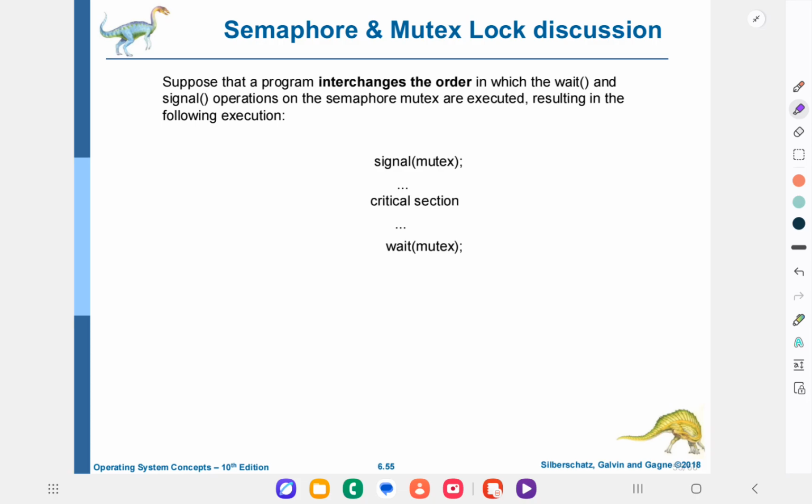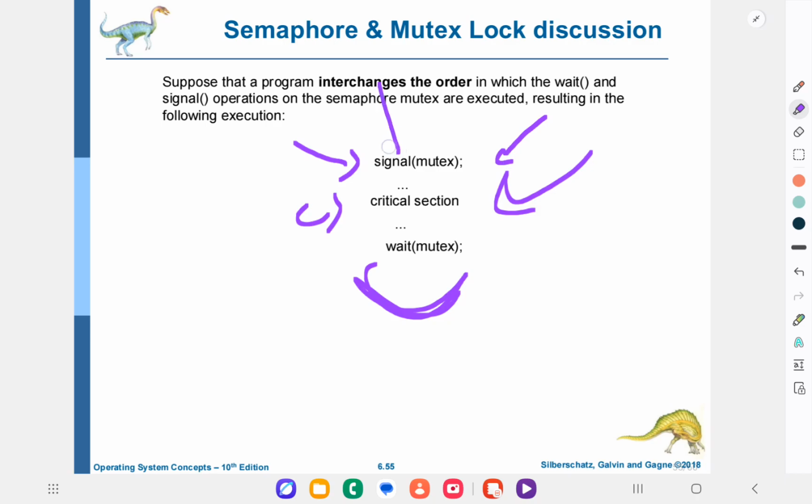Now, the problem with the mutex lock and semaphore is that it depends highly on the developer and their knowledge and skills. So if we have a beginner, for example, an inexperienced developer who writes something like this: signal mutex, critical section, then wait, you can see that you are actually releasing the mutex and entering the critical section without waiting for the mutex. So all processes can just enter the critical section at the same time without any protection, because we failed to put the wait of the mutex in the beginning.